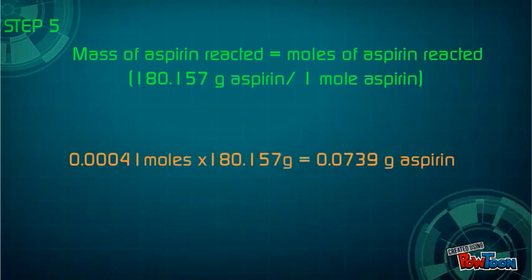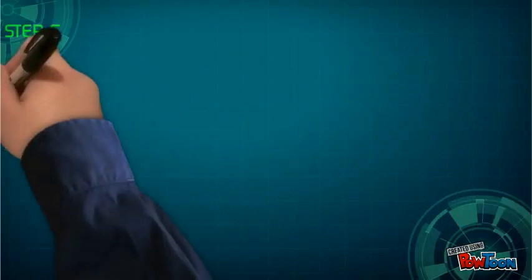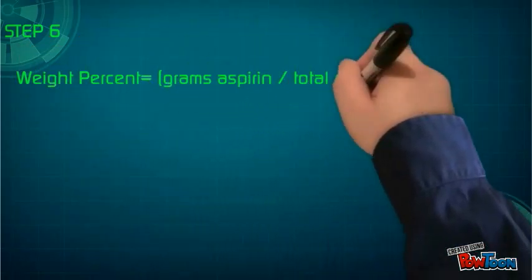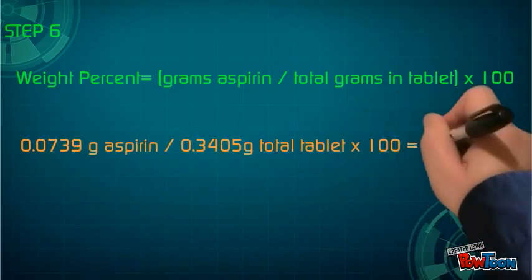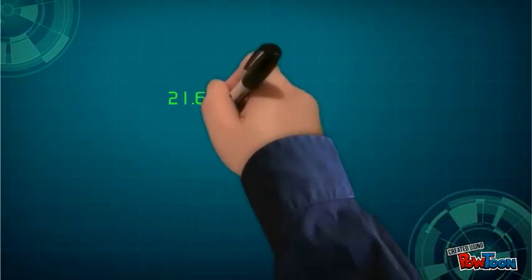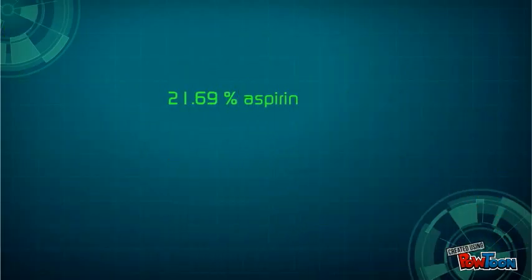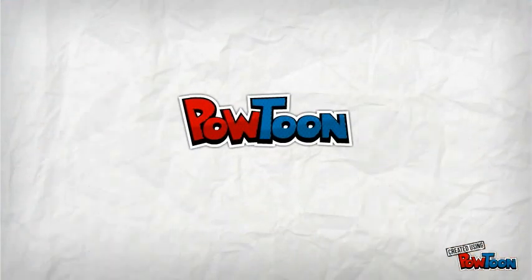Finally, to determine the percent of aspirin in a sample, take the grams of aspirin calculated in the last step and divide by the total grams of tablet weighed out in the lab. Multiply by 100 and we get the weight percent. So in each tablet, there's 21.69% aspirin.